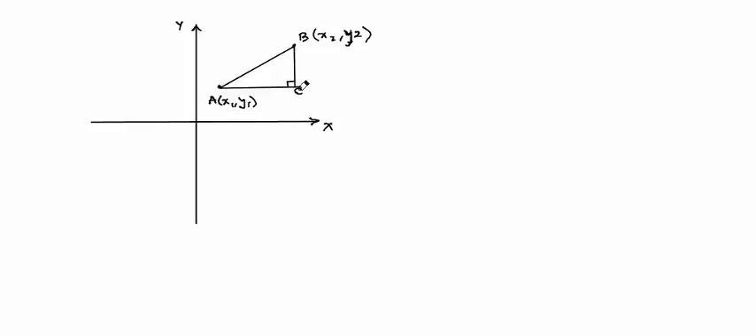And how about the coordinates of point C? Now if you look at C, the x coordinate of point C is the same as the x coordinate of point B. So this is going to be x2. And in the same way, the y coordinate of point C is the same as the y coordinate of point A, and that is going to be y1. Because ABC is a right triangle, we can go ahead and apply the Pythagorean theorem on this.